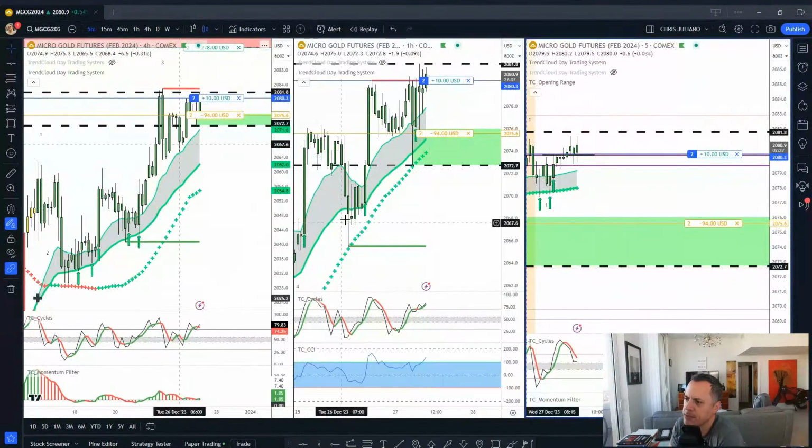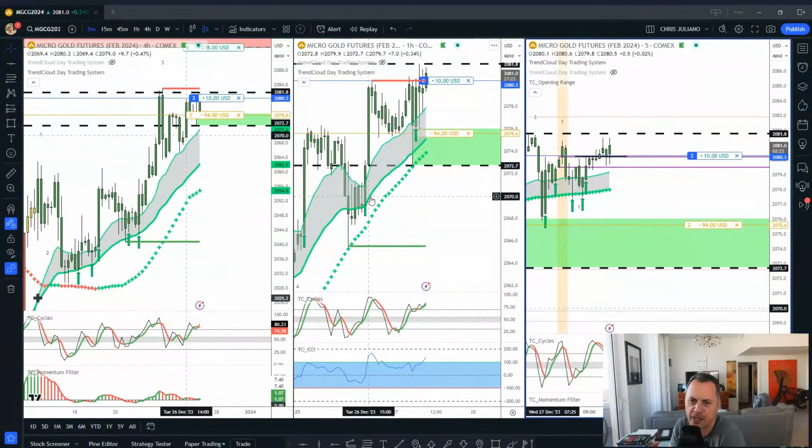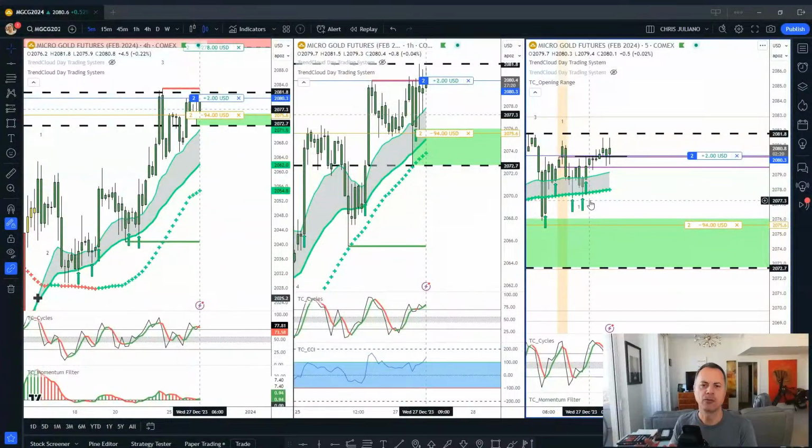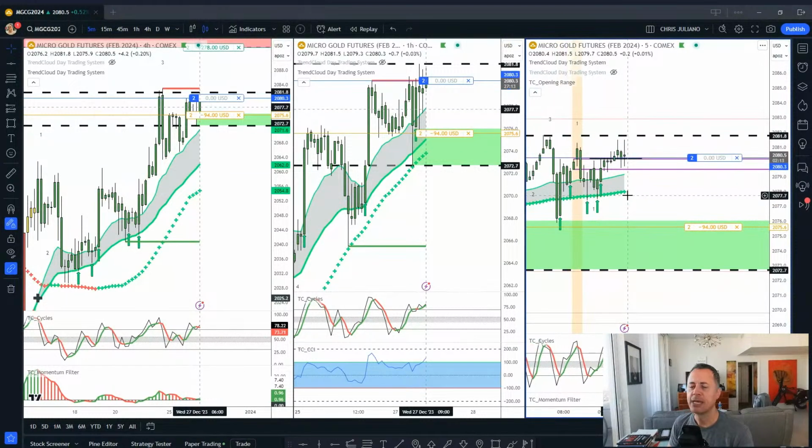We have trend and momentum across multiple time frames. That is the only time you're allowed to take your TrendCloud signals. You must have trend and momentum on multiple time frames in order for you to take those TrendCloud signals. And it's working out very nicely. We did this yesterday on gold and made some money, did very well.